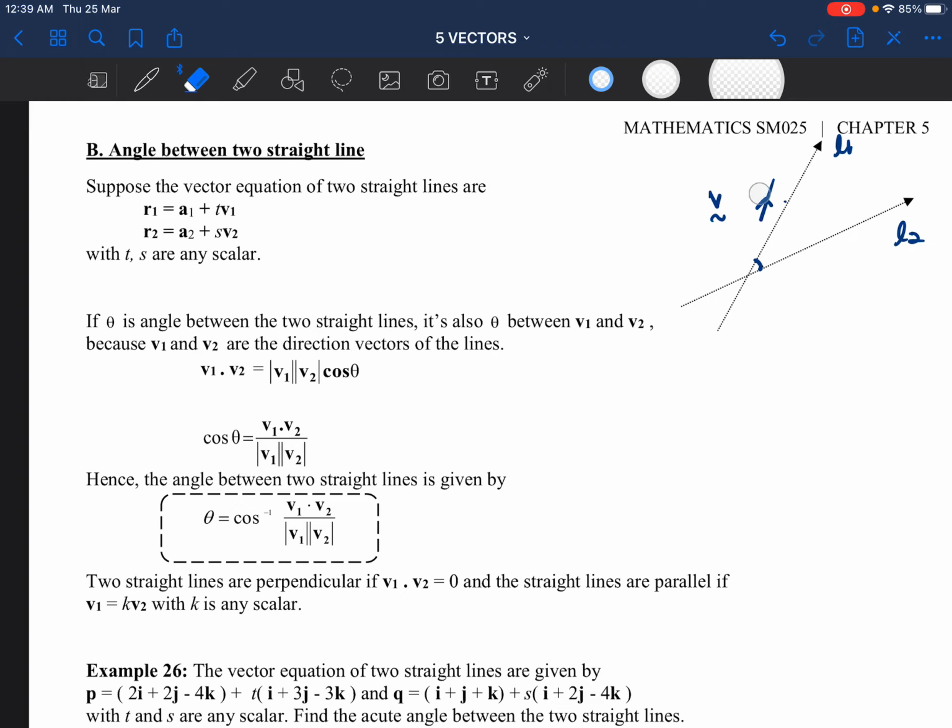So this is your direction vector 1. Here is your direction vector 2. It must be parallel to our line. So this is the angle between two vectors. The angle between two vectors is basically the same as the angle between two lines. So we use the dot product formula, which we have actually already learned.